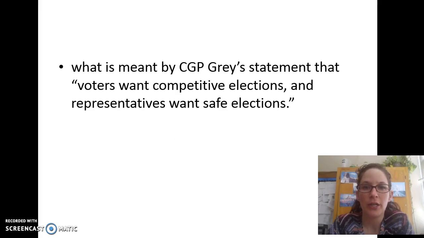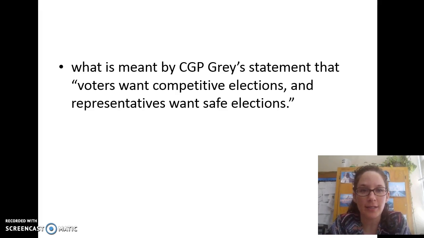Okay, so if you watch the CGP Gray statement video, he says that voters want competitive elections and representatives want safe elections. I want us to think on that and what it means. What you saw with gerrymandering is that maps can be drawn in a manipulative way. So you might assume, well, if we don't want the Republicans to have an unfair advantage and we don't want the Democrats to have an unfair advantage, let's put Republicans and Democrats together and say, you make up a map. Surely it'd have to be fair.